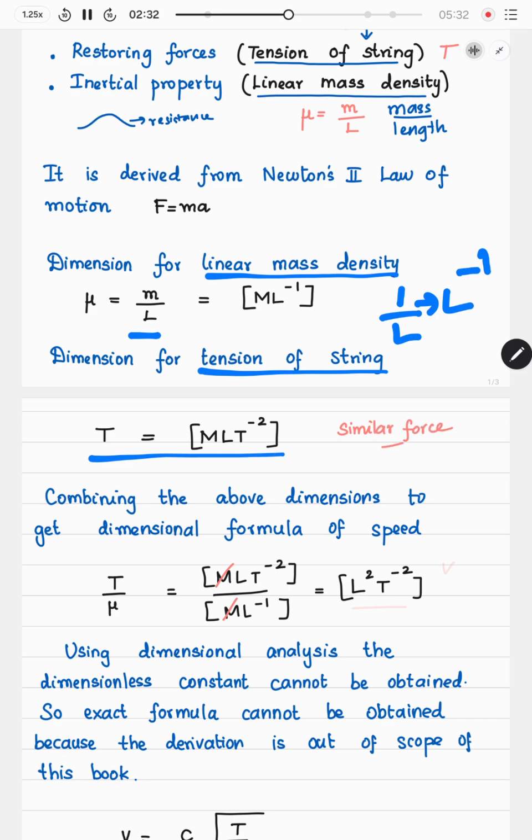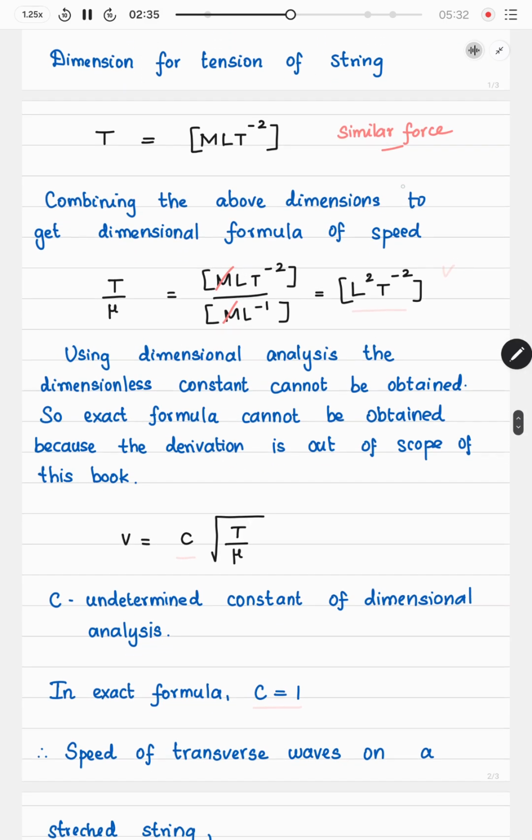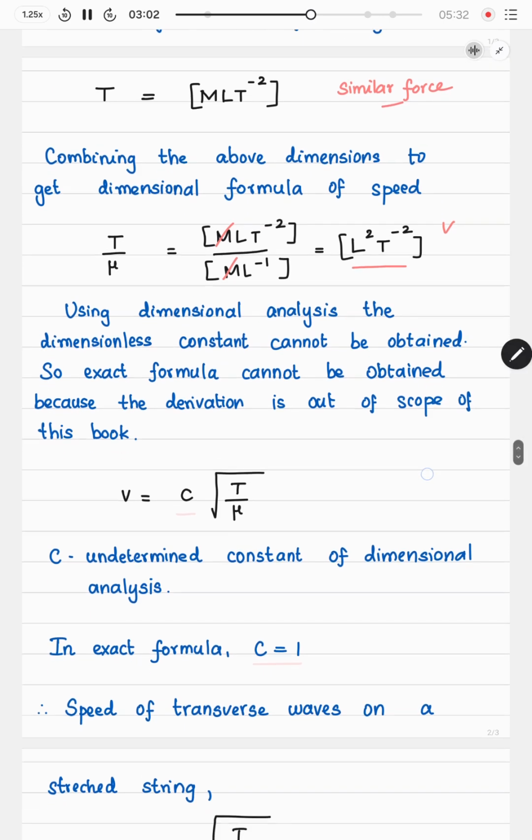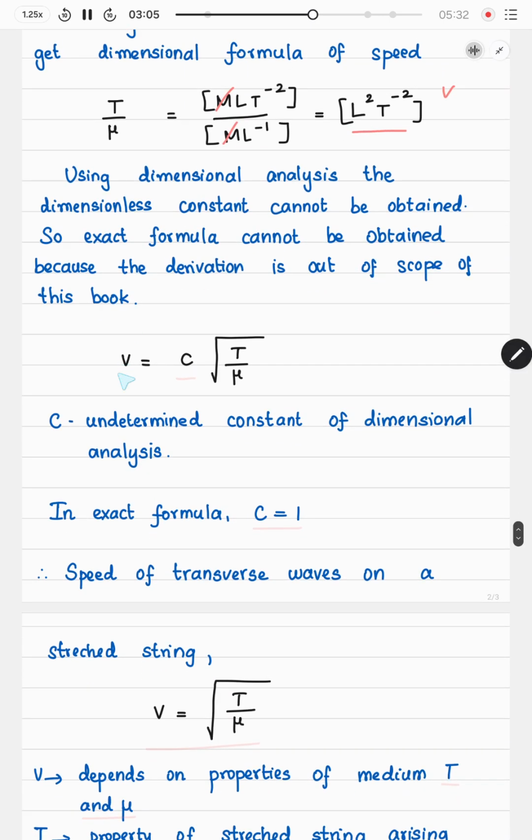Next we are going to combine the above dimensions to get the dimensional formula of speed. So we divide the tension by the linear mass density, and we get the dimensional formula of velocity. Using dimensional analysis, the dimensionless constant cannot be obtained, so the exact formula cannot be obtained because the derivation is out of scope of this book. Therefore, the velocity of transverse waves on the stretched string is given by V equals C into root of T divided by mu.